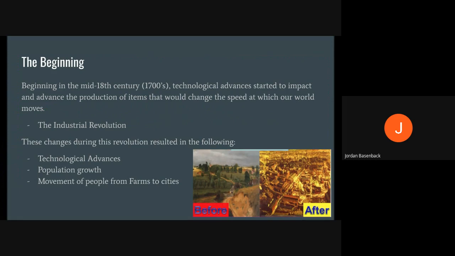And so really, when we're thinking about the Industrial Revolution, we can think about the fact that it started in the mid-18th century, and it involved technological advances that started to impact and advance the production of items that would change the speed at which our world moves. And so these changes resulted not only in these technological advances, but also in population growth and then the movement of people from farms to cities. Before the Industrial Revolution, most people lived on farms, and now most people live in cities. And that has produced many more changes that we'll talk about today throughout this lecture.